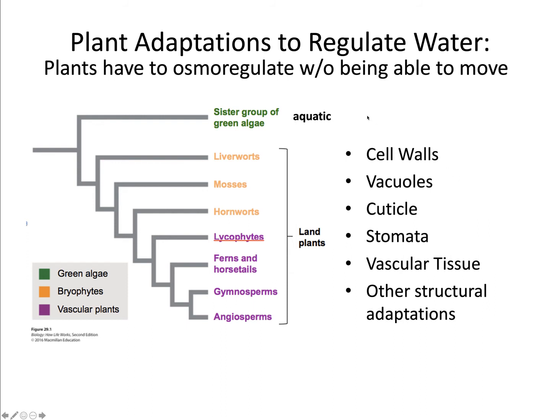So let's talk about some plant adaptations that exist to regulate water. The important thing to note here is that plants, because they can't move, have to be able to osmoregulate. They need to regulate the amount of water they're exposed to, the amount of water they lose, and the salts that are in them, without being able to move. So they don't have the same advantages that animals have.